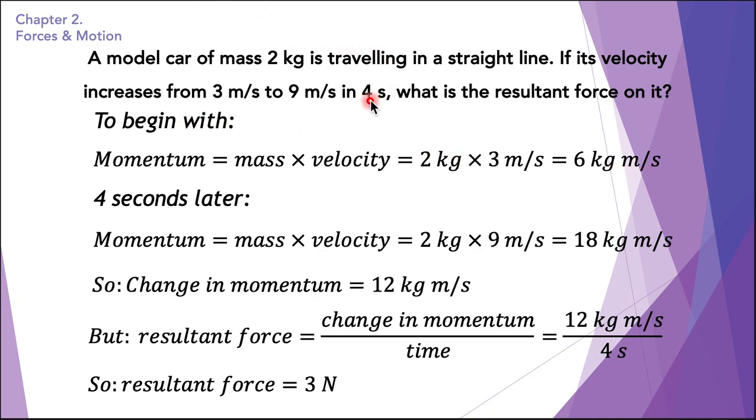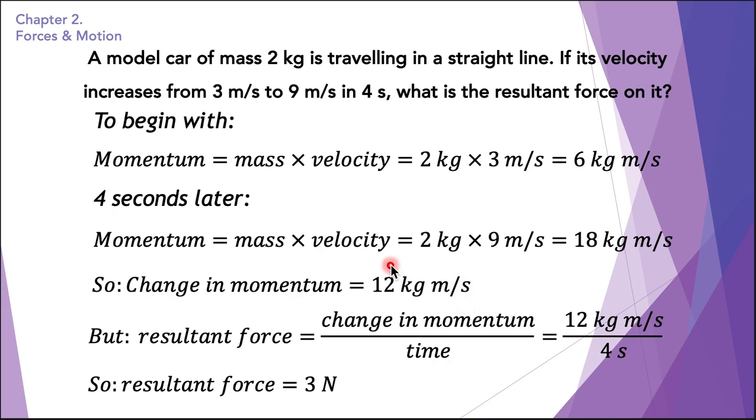And after 4 seconds, the velocity changes to 9 meters per second. And so when we multiply 9 meters per second by 2 kg, we get 18 kg meter per second. So the change in momentum is 12 kg meter per second. What we did was subtract 6 kg meter per second from 18 kg meter per second to find the change in momentum.